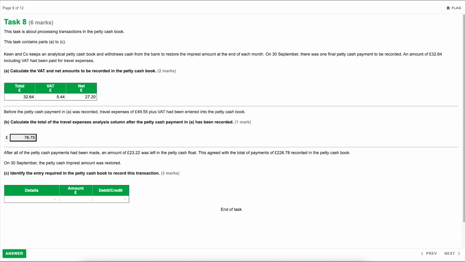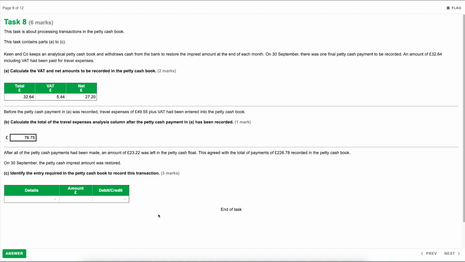Okay, very important here that we use the net amounts, not the total amounts. Okay, the reason being we can claim VAT back on travel expenditure, something that you will cover in detail if you go on to level 3. So because we can claim that VAT back, we need to record the actual expense to the business, which is just the net amounts, which in this case was your £27.20 and your £49.55.